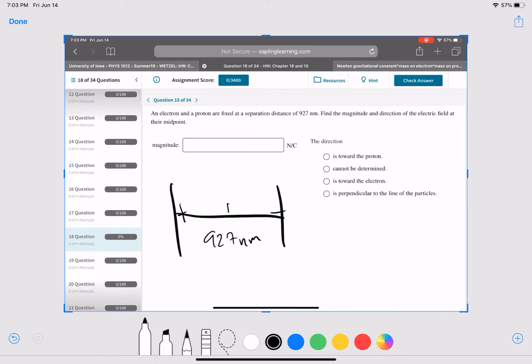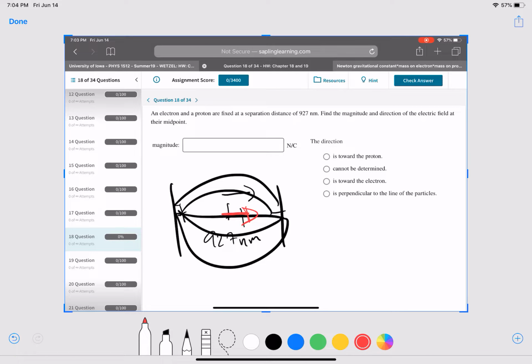Halfway between them, you can just divide this separation by 2. The proton's electric field is going to point this way, and the electron's is going to point that way. So at the center, they're both going to add together, and you're going to get an electric field. The electric fields look like that, so right at the center they combine and add together. So what's the magnitude and direction?